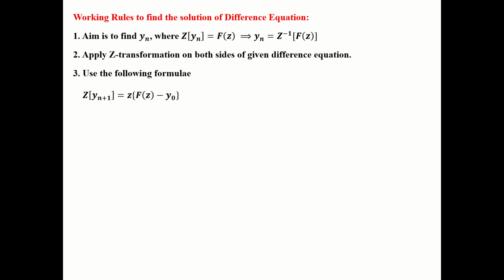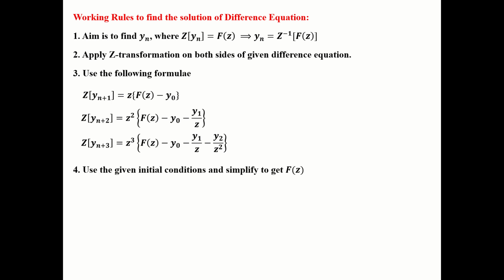Z{y(n+1)} is equal to zF(z) minus y0, or Z{y(n+2)} is equal to z squared F(z) minus z squared y0 minus z y1. Z{y(n+3)} is equal to z cubed F(z) minus z cubed y0 minus z squared y1 minus z y2. Then fourth, use the given initial conditions and simplify to get F(z).